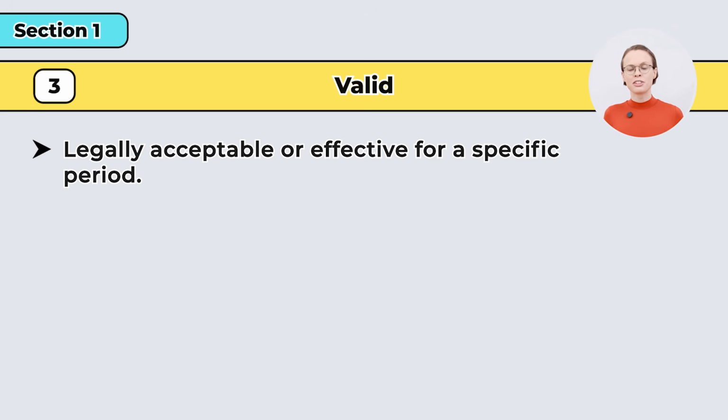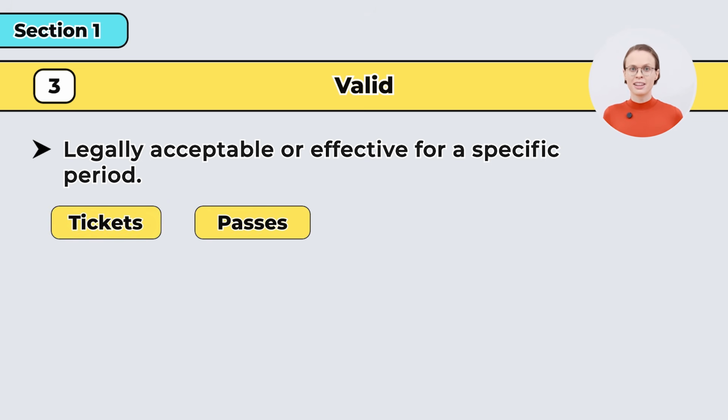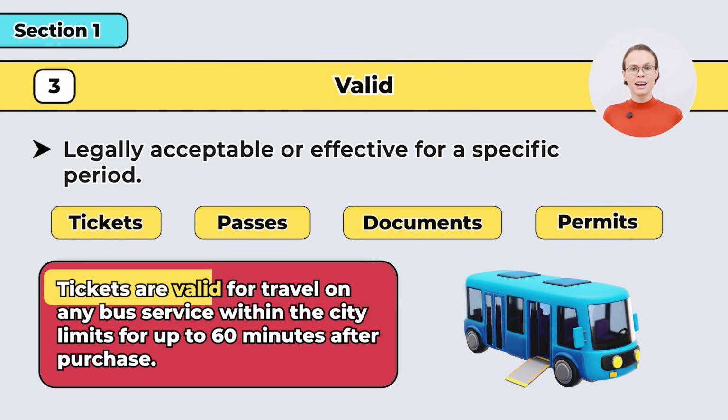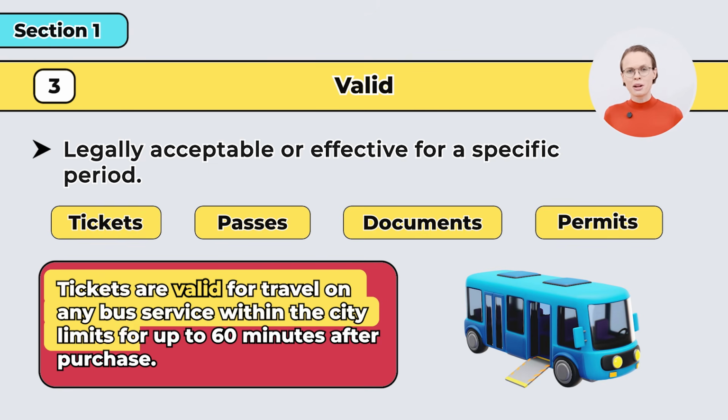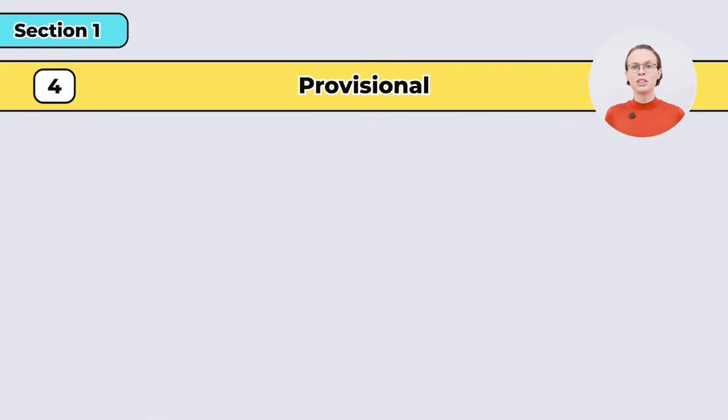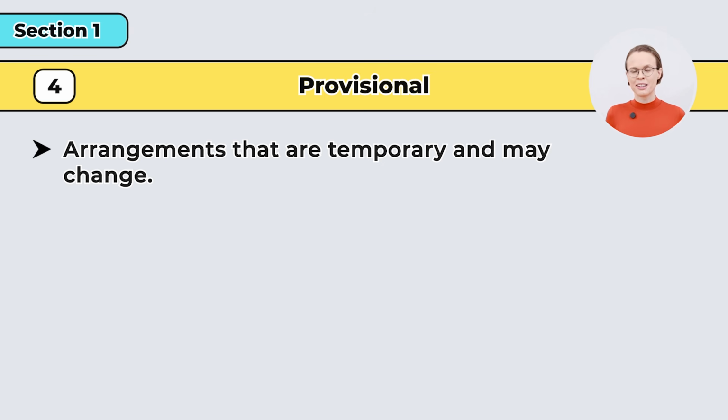This adjective is crucial for understanding information about tickets, passes, documents, and permits that have expiration dates or usage conditions. For instance, tickets are valid for travel on any bus service within the city limits for up to 60 minutes after purchase. Moving forward, provisional describes arrangements that are temporary and may change.